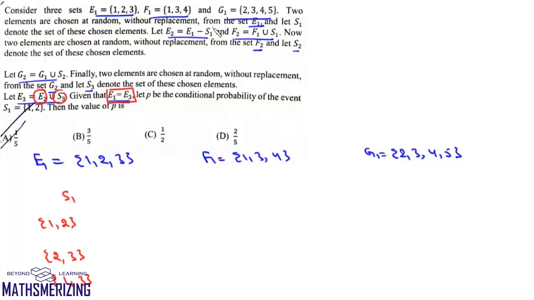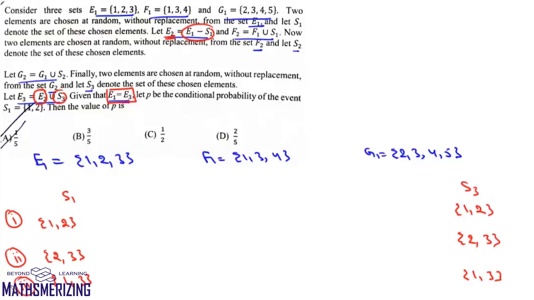Now it is given that E1 is equal to E3, and E3 is E2 union S3, and E2 is E1 minus S1. So E2 is the remaining element from E1, and if E3 is equal to E1, it simply means that this S3 must be equal to S1. So this S3, in the first case, should be {1, 2}. In the second case, it should be {2, 3}. And in the third case, it should be {1, 3}. So we have three cases, case 1, case 2 and case 3.